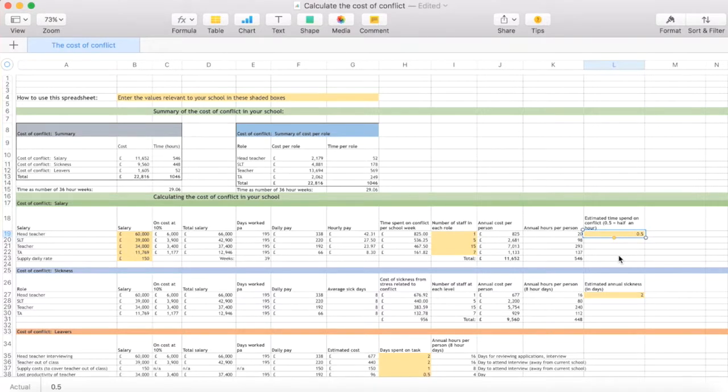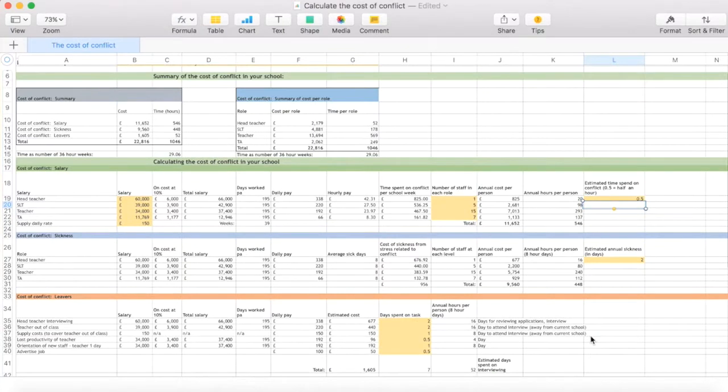So if you think on average you're spending about an hour a week each, some of you might be more, some of you might be less, maybe that's an hour, or as I've put in there, a conservative 30 minutes. And then all these numbers at the top will change for you.